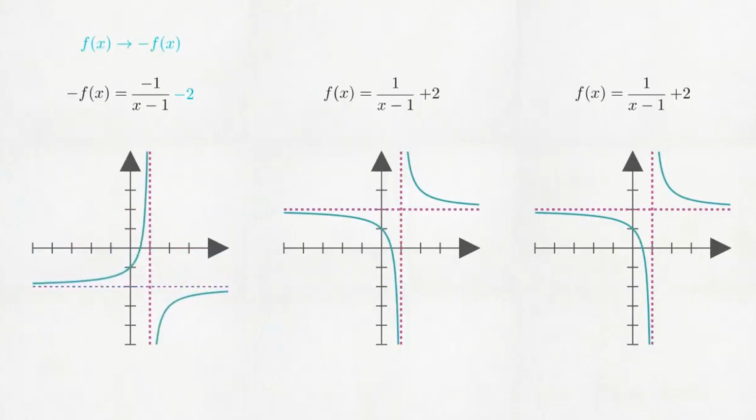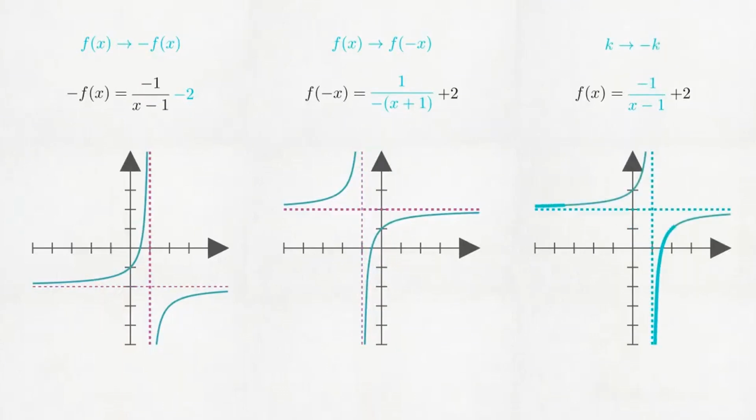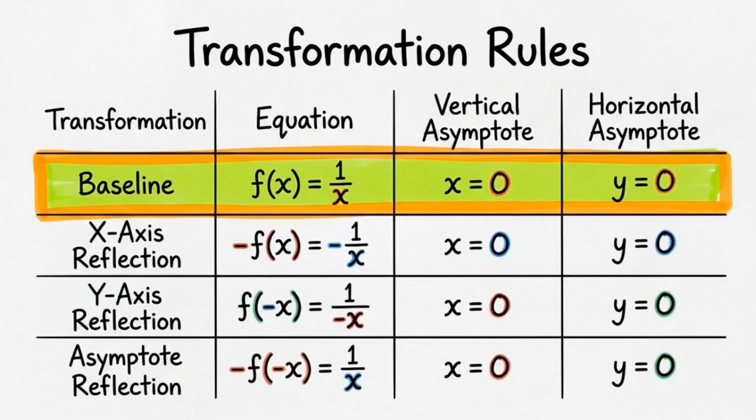The x-axis reflection alters the outside variable q, impacting the range. The y-axis reflection alters the inside variable p, impacting the domain. The asymptote reflection alters only the top variable k. This table maps the standard baseline equation against the three algebraic transformation rules and their resulting asymptotes.